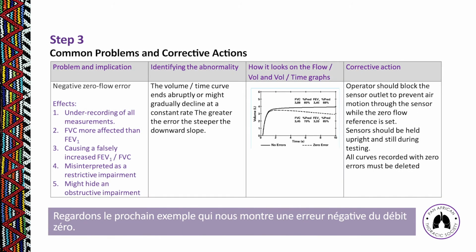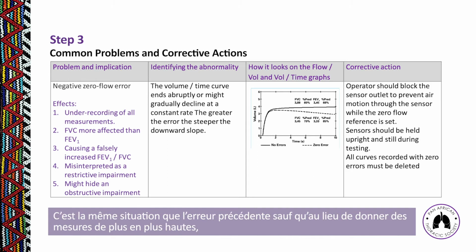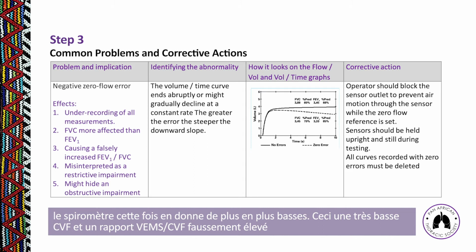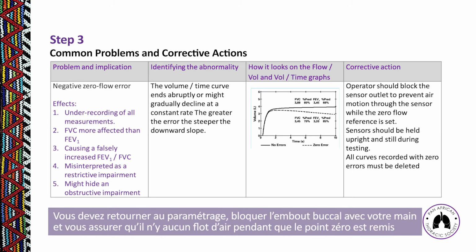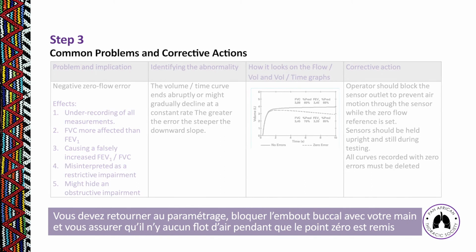Let's look at the next one. The next one shows a negative zero flow error. This is basically exactly the same thing as a positive zero flow error, but instead of the spirometer continuing to read higher and higher readings, it starts to read lower and lower readings, resulting in you reading a very low FVC maneuver, which causes a falsely increased FEV1 to FVC ratio, and this can be misinterpreted as a restrictive impairment. You need to go back, block the spirometer or the mouthpiece when you are measuring zero flow so that the baseline flow is measured correctly.